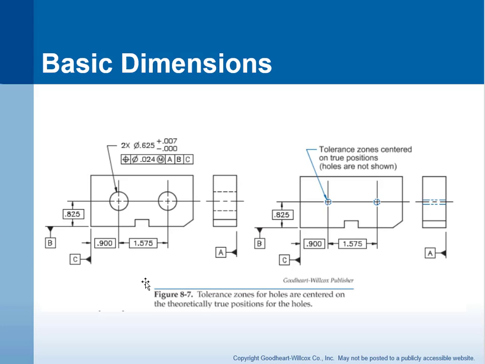In this example, you can see we have a datum B here, and then we have the 825 dimension from datum B locating the holes. Okay, and then we also have datum C over here. We have the 900 thousandths dimension and 1.575 dimension, again locating the position of those holes relative to the datum surface. Okay, so what does this mean? We have tolerance zones centered on the true position. The holes here are not shown in this case, and then those are our 24 thousandths tolerance zones.